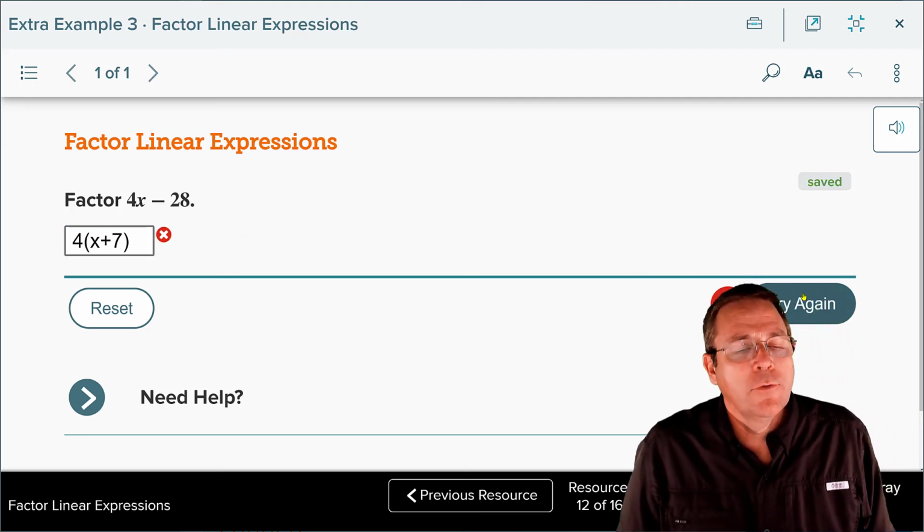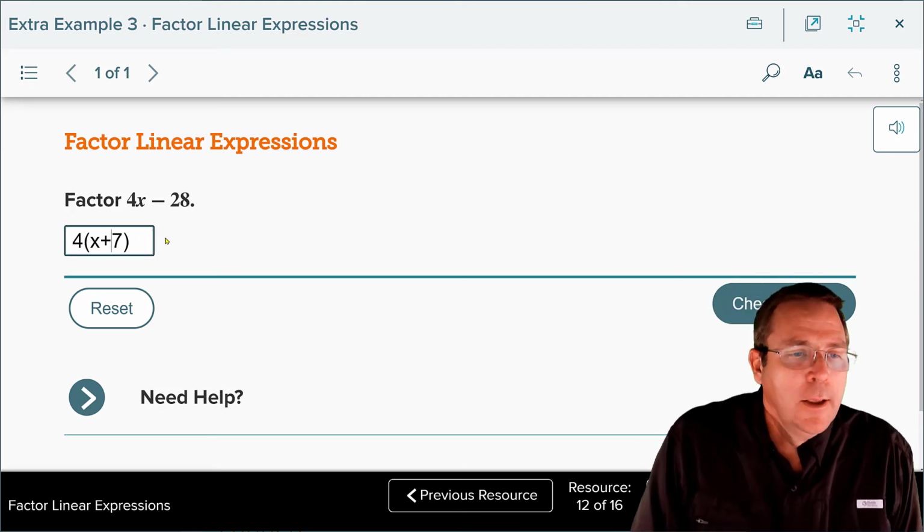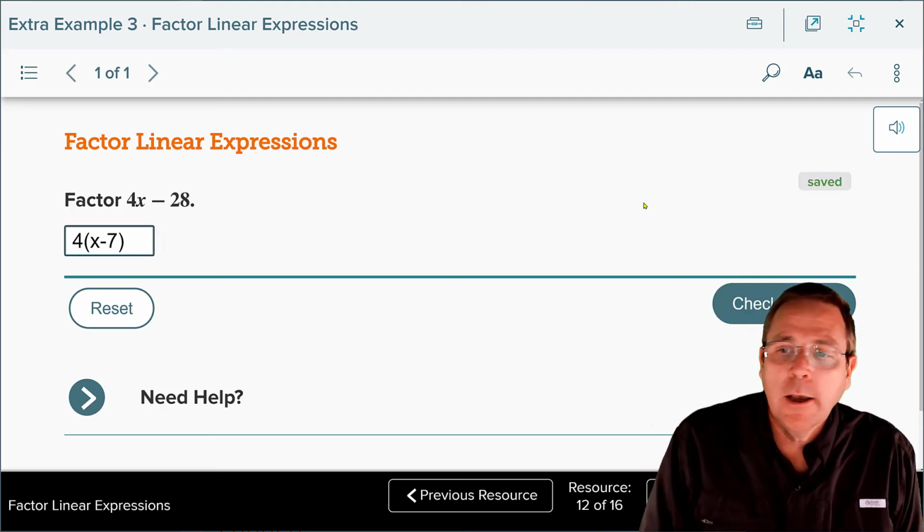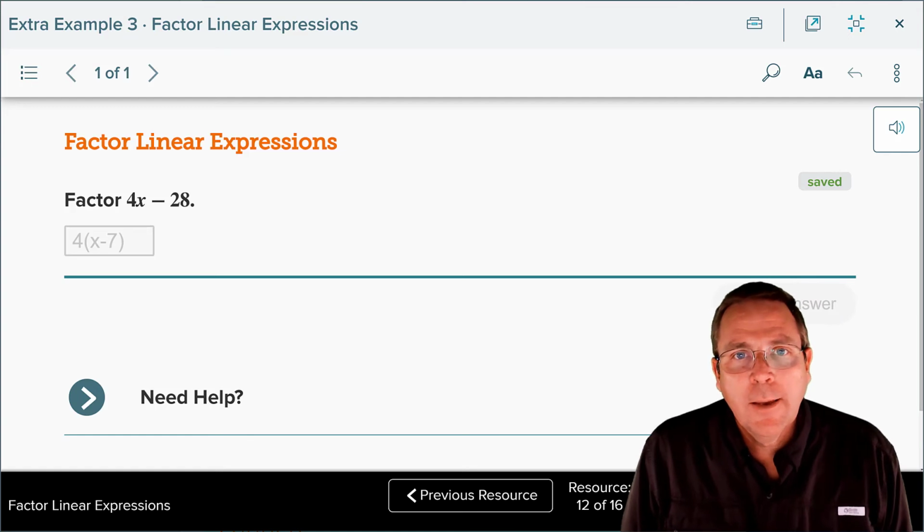Well, there's a minus sign, not a plus sign. Pesky little signs got me in trouble here. Now we have the happy sound.